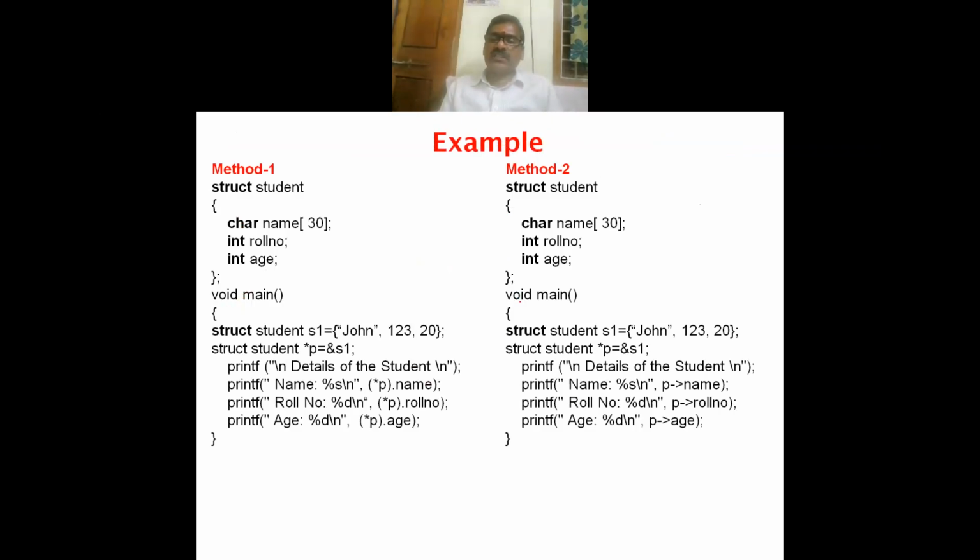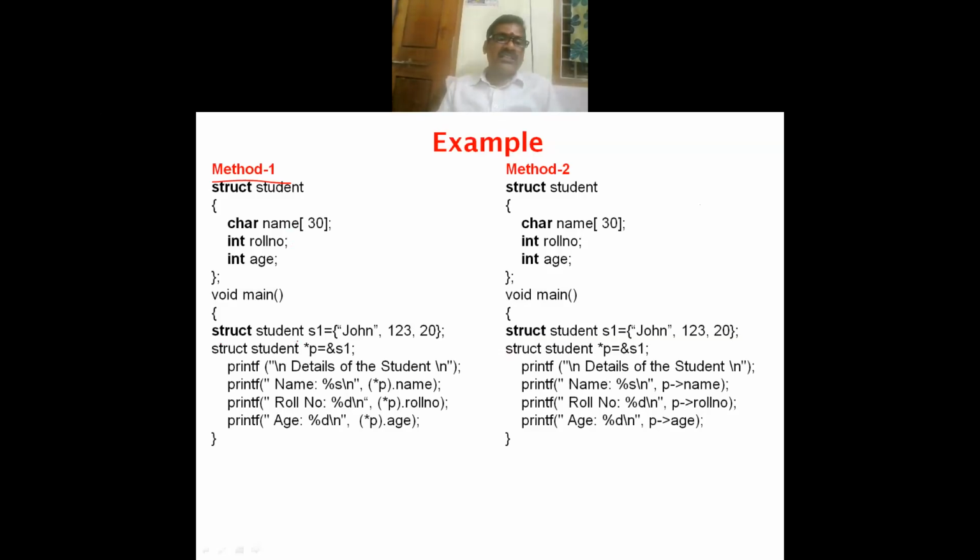Now we will see this with an example. Both methods we will see with an example here. For method one, if you take struct student, the student structure will have the data members name, roll number and age.